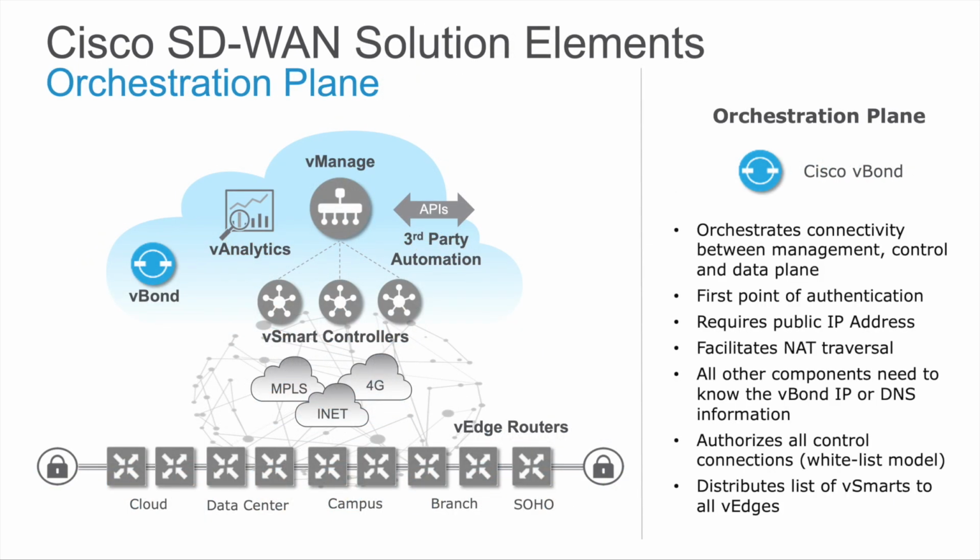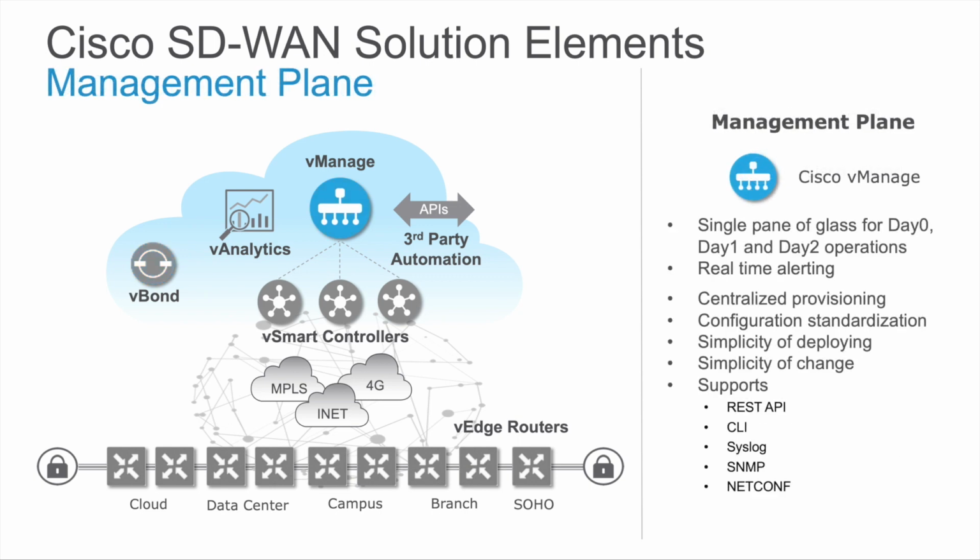The vBond is the gatekeeper of the SD-WAN fabric. When you boot up the devices in the network, the vBond is the first point of contact. It decides which devices are allowed to connect to the SD-WAN fabric and which are not. When a device is authenticated, it distributes the lists of vSmarts to all vEdges.